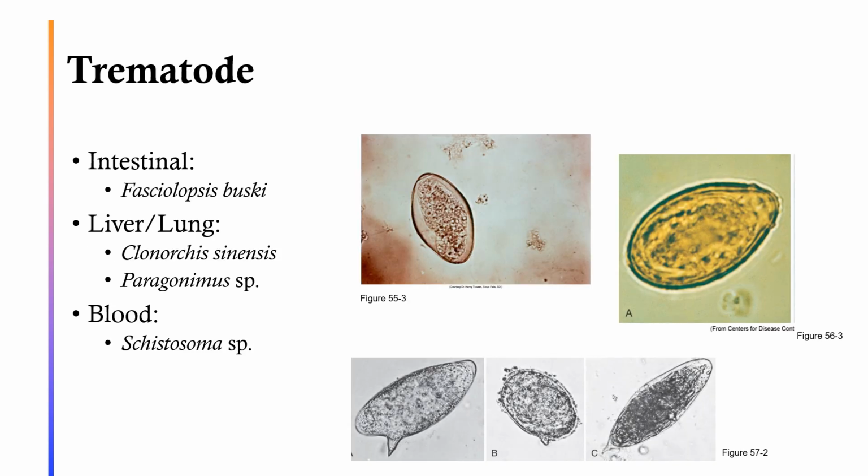So the trematodes are often termed the flukes. The flukes can be found in all areas of the body, including the intestines, like Fasciolopsis, the liver or the lungs, like Clonorchis species or Paragonimus, but they can also be found in the blood as well. Schistosoma species can often have their various eggs within the blood.